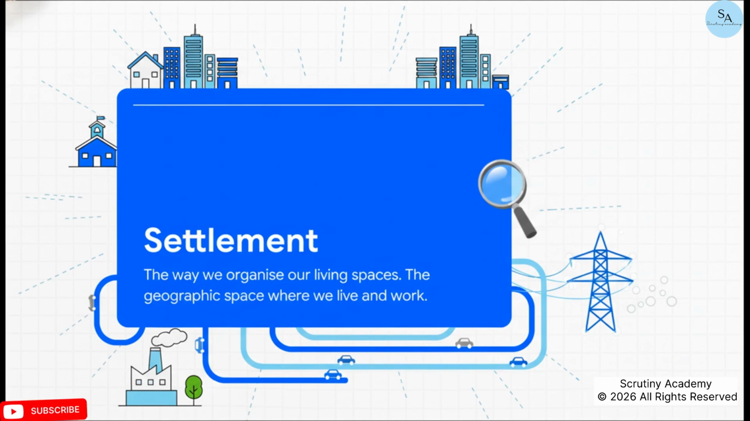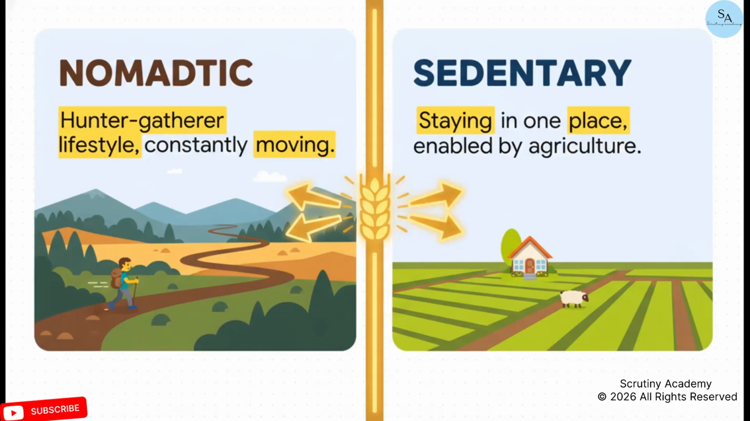So, first things first, the most basic definition you've got to know. What exactly is a settlement? Well, it's pretty simple. It's just the organized space where we humans live and work. Think about your own town or city. The buildings, the roads, the schools. That whole setup? That's a settlement. Easy peasy.